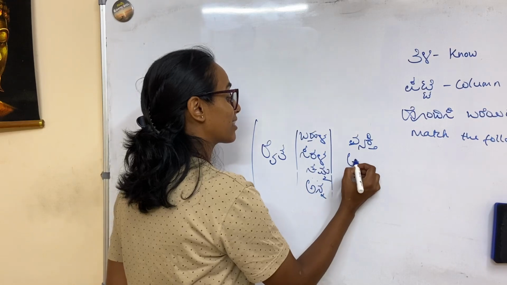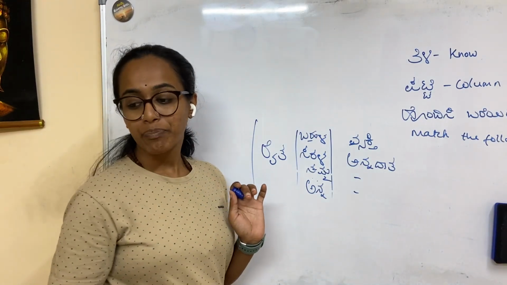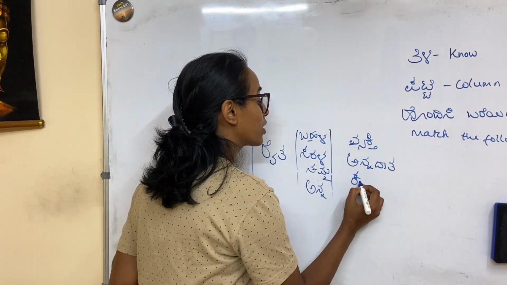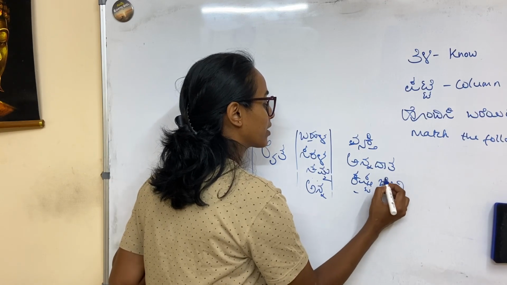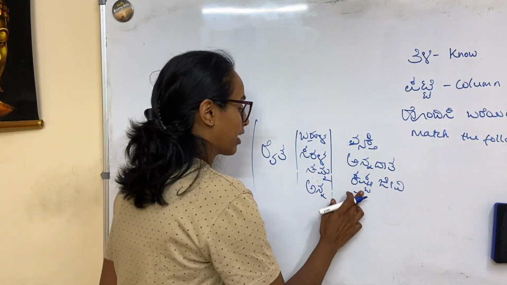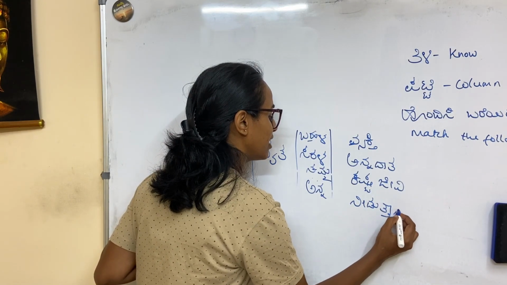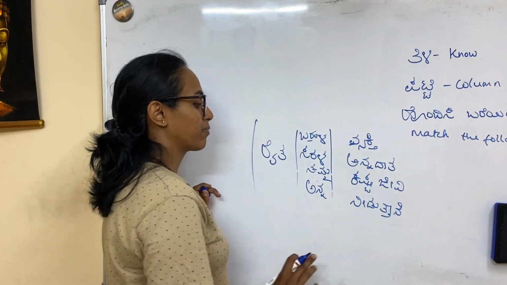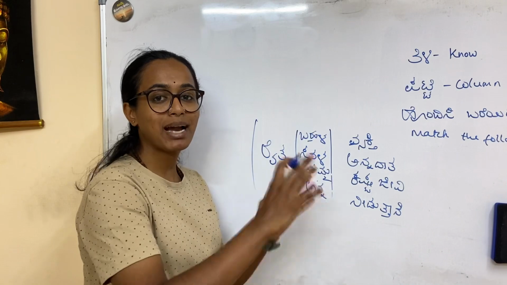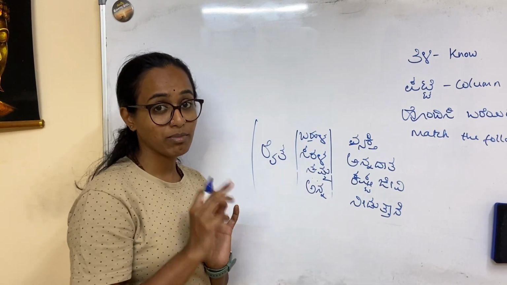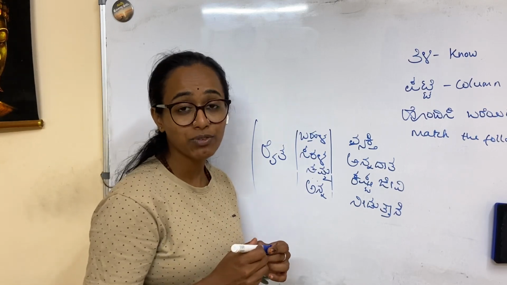Next, annadata, the one who gives food. Kashta jeevi, hardworking person. Okay? Kashta jeevi. Needuttane. See, the last one is already corrected. Raitha anna needuttane. Okay, so these three you have to match. You will get the answer. Before that, read the lesson. Okay? Now we'll go with the 5th one.